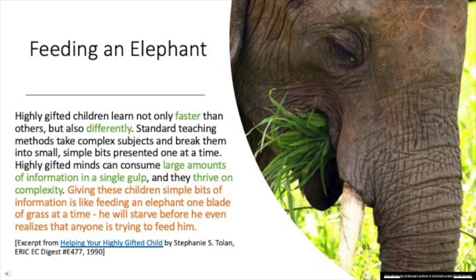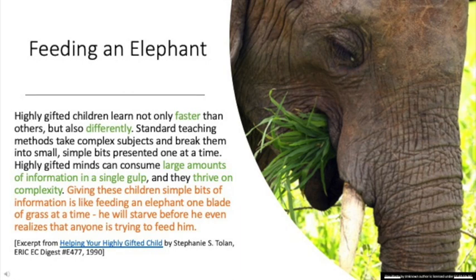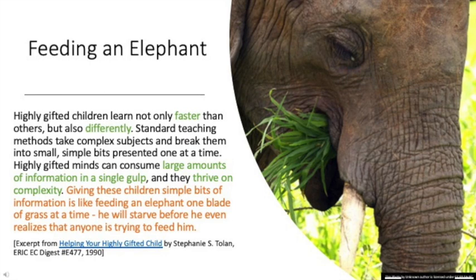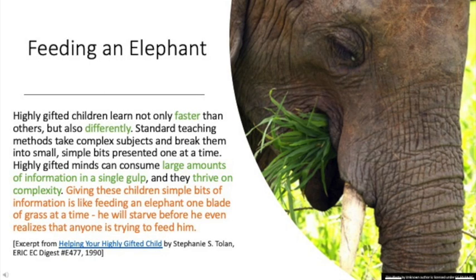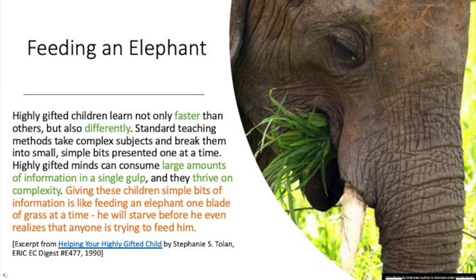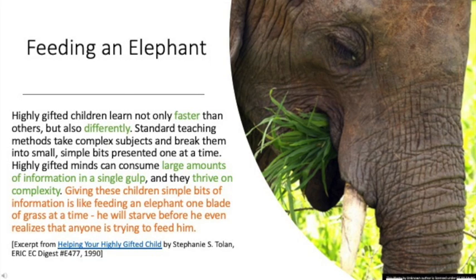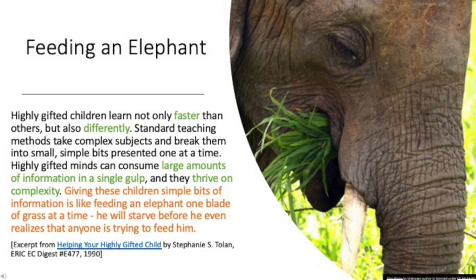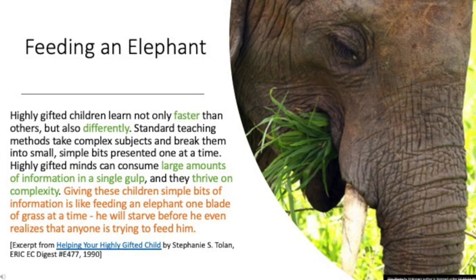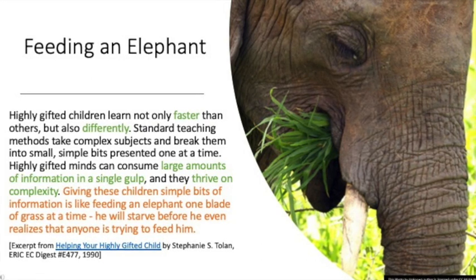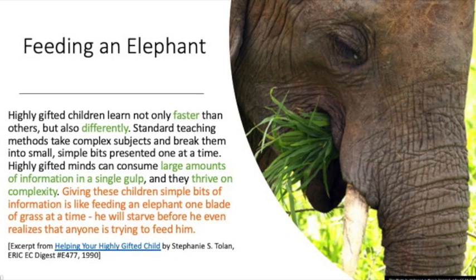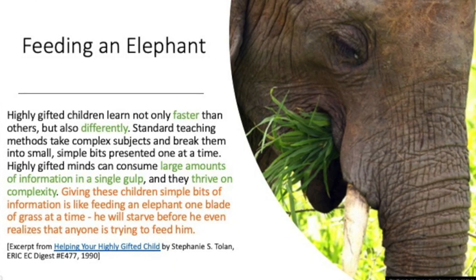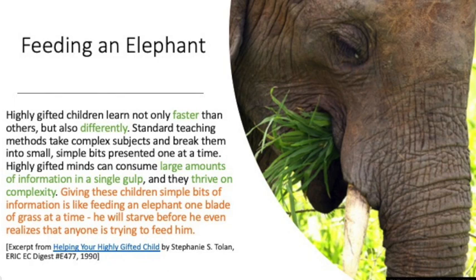As we consider differentiation for gifted students, we have to remember that one of the key differences that we're dealing with is the speed at which they consume information and the way that they consume information. Stephanie Tolan has a fantastic analogy about giftedness and the ways that these highly able children are thinking and learning. She says that highly gifted children learn not only faster than others, but also differently.